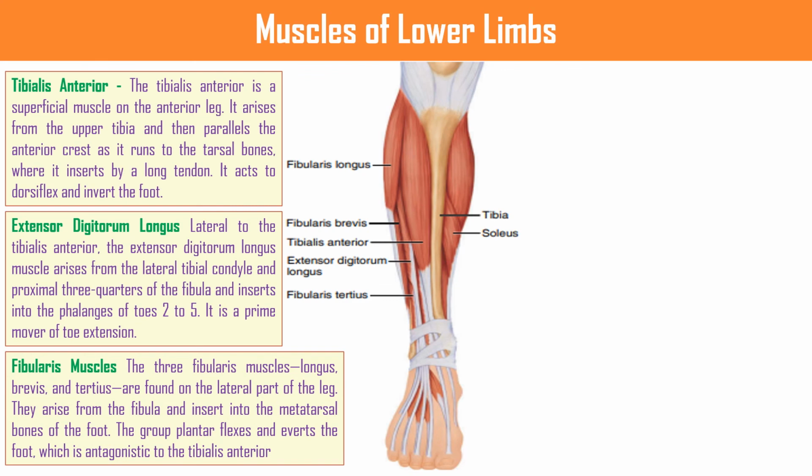Then we have fibularis muscles. The three fibularis muscles, longus, brevis, and tertius, are found on the lateral part of the leg. They arise from the fibula and insert into the metatarsal bone of the foot. The group plantar flexes and everts the foot, which is antagonistic to the tibialis anterior.